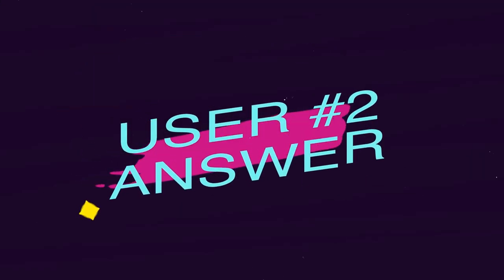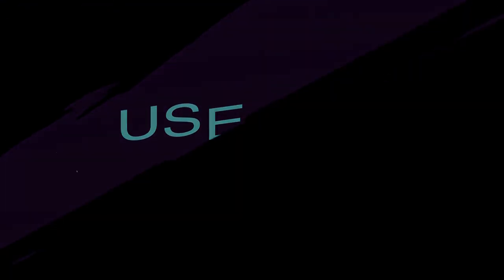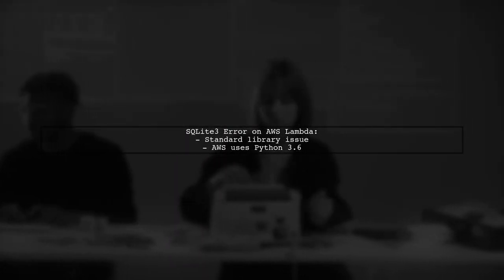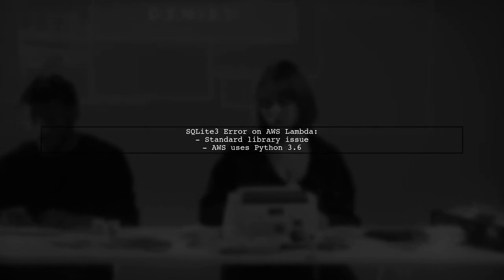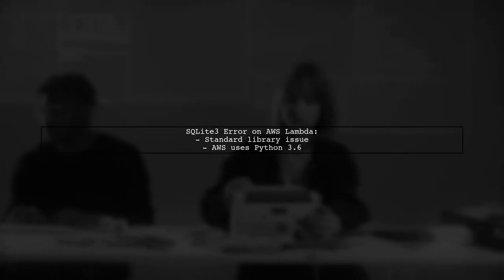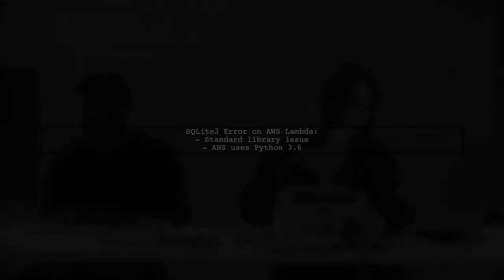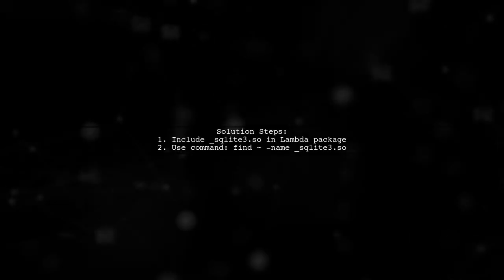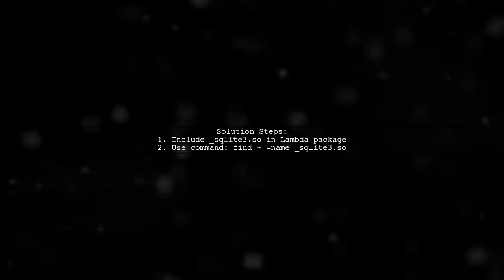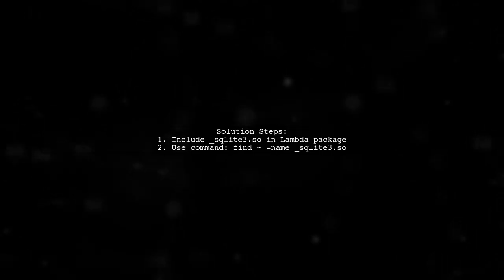Let's now look at another user-suggested answer. This user shares a solution for a SQLite 3 error on AWS Lambda with Python 3. They note that the standard SQLite 3 library isn't built with the Python version AWS uses. To fix the issue, they suggest including the shared object file, sqlite3.so, in your Lambda package. You can find it using a command in your terminal.